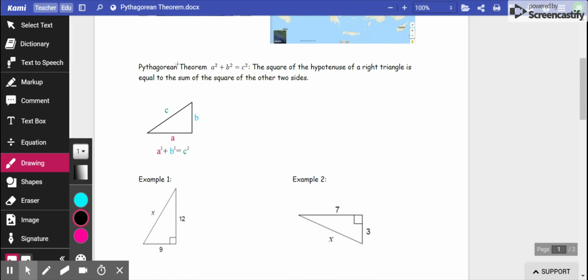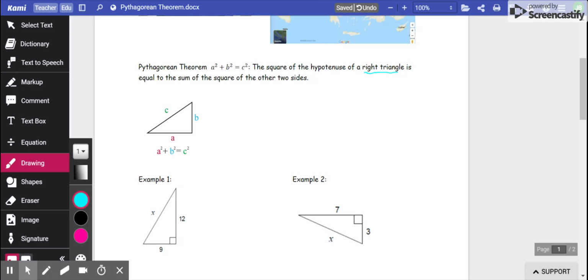First off, the definition of the Pythagorean Theorem: a squared plus b squared equals c squared. The square of the hypotenuse of a right triangle is equal to the sum of the squares of the other two sides. Just some key words that I want you to take note of here. It only works on right triangles.